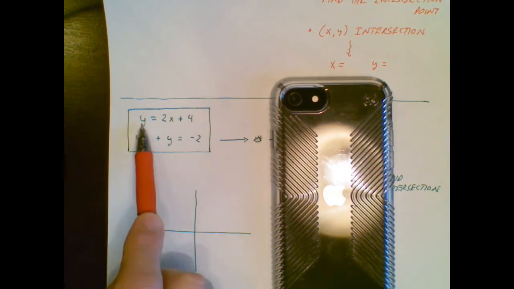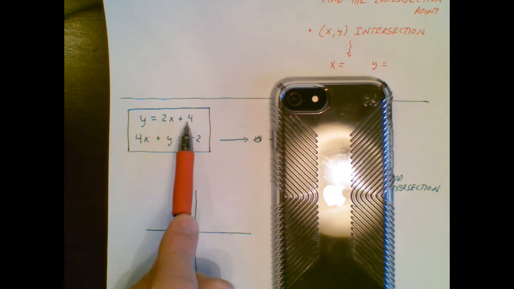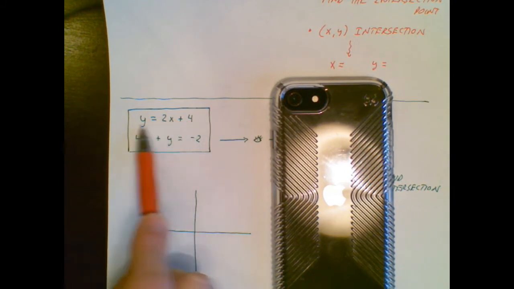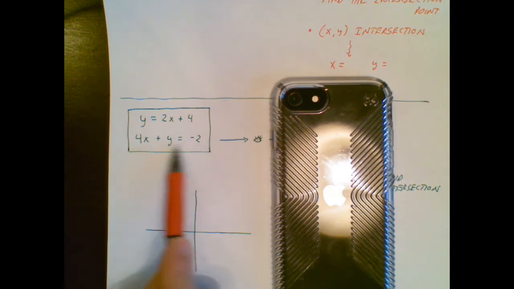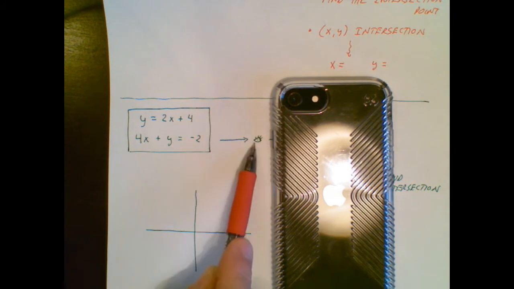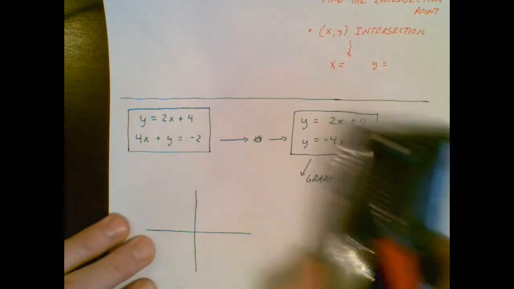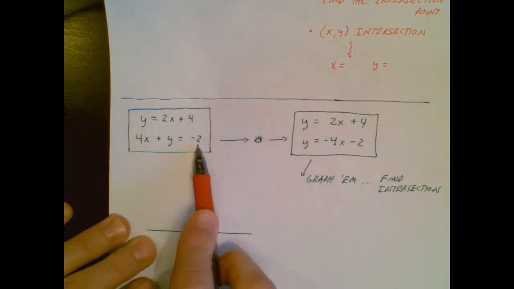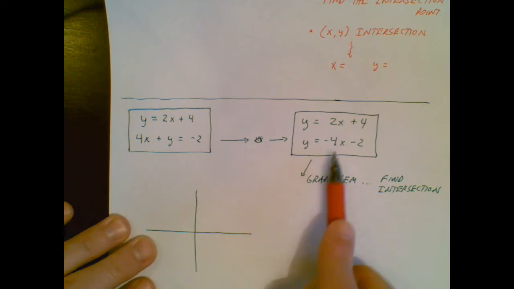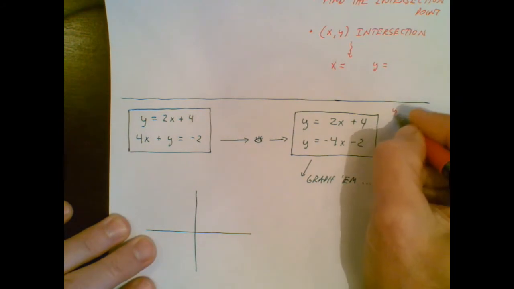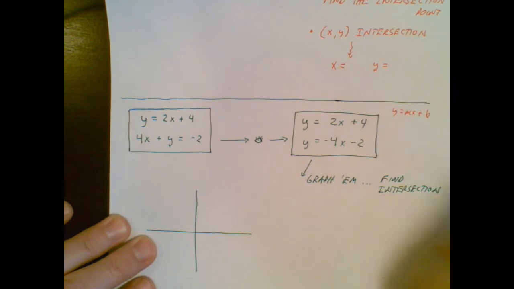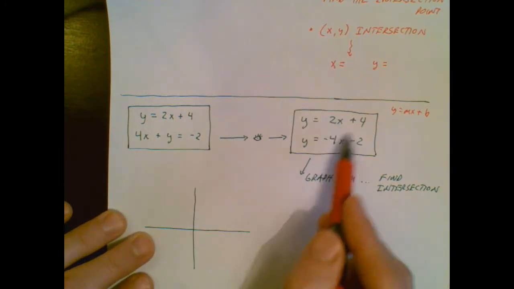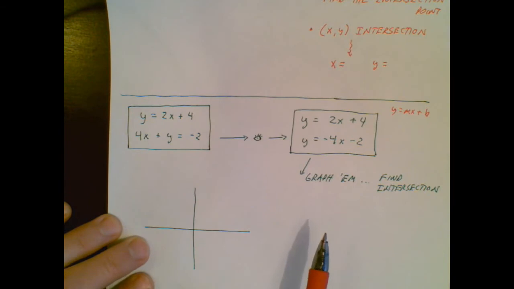Well, most people agree that y equals mx plus b is the easiest form of a line to graph, so I'm going to leave that one alone. This equation in the system is not in y equals mx plus b form, so I'm just going to adjust it, make it look different by solving for y. And when I do that, the first equation stays the same. The second equation, I took the 4x and sent it over to the other side. So now these are both in y equals mx plus b form. You don't have to do that, but most people would agree that's really easy to graph from there.